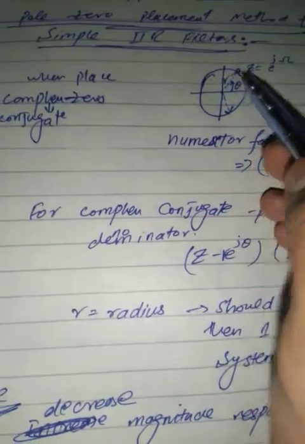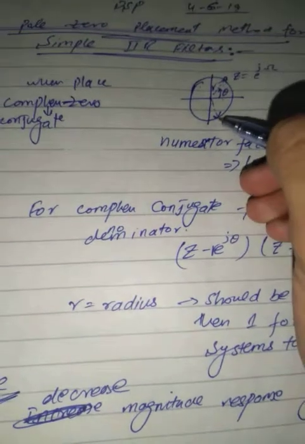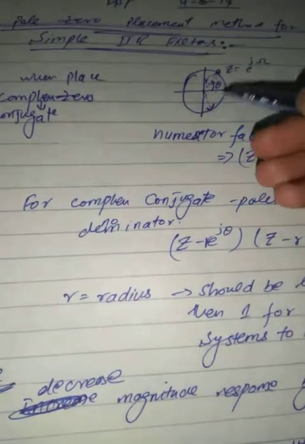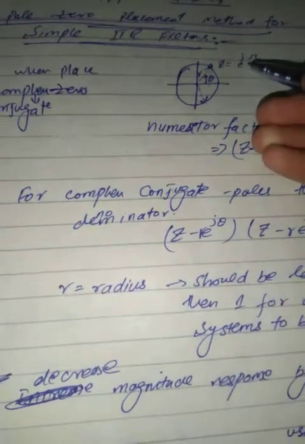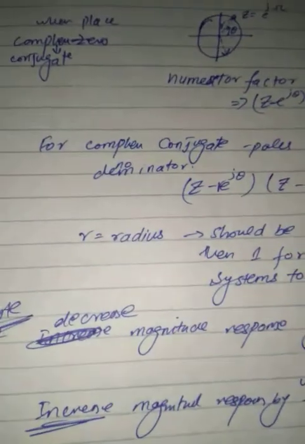We first have to draw the circle. Here we have the poles. Here we have our pole value, and this is also the conjugate pole. So this is our Z equal to e to the power minus j omega. First of all, two things to keep in mind.